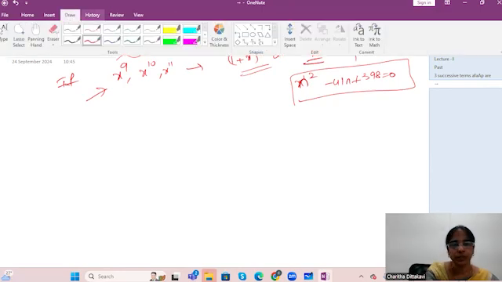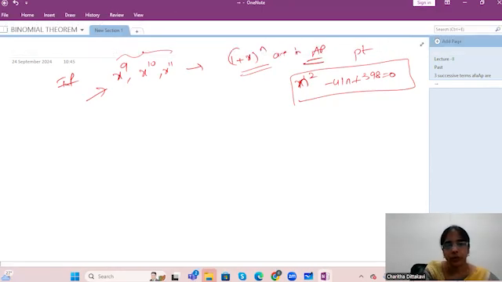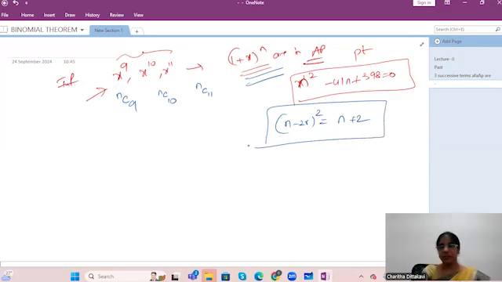Now, how do I prove that? Think about it. For x to the power 9, in the sense of its numerical coefficient, what is it? nC9, nC10 and nC11. All these three are in AP, right? So whenever they are in AP, what is the condition we have just derived? That is (n minus 2r) whole square equals n plus 2. Remember this, right? So (n minus 2r) whole square equals n plus 2.